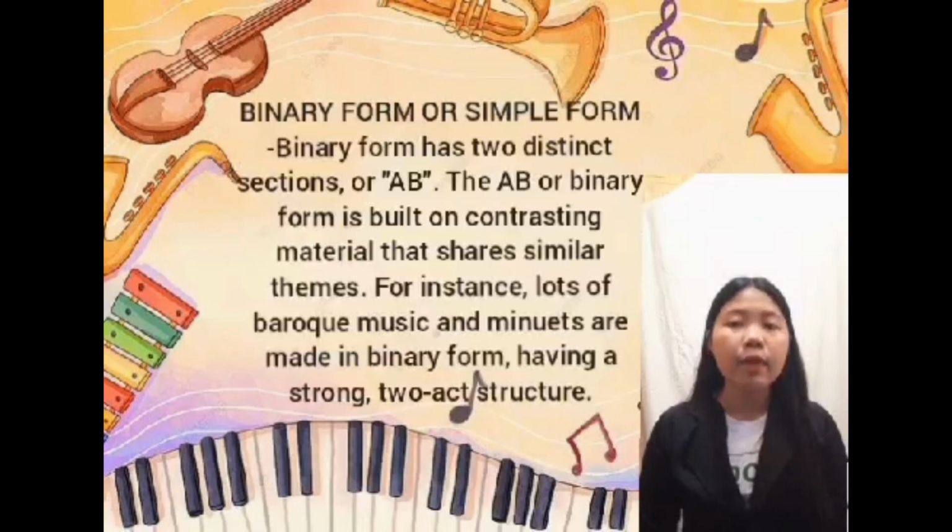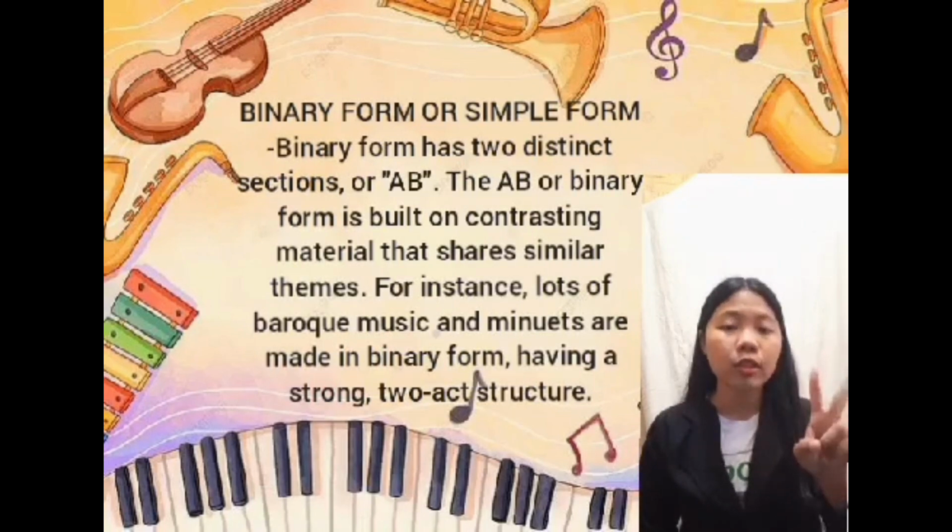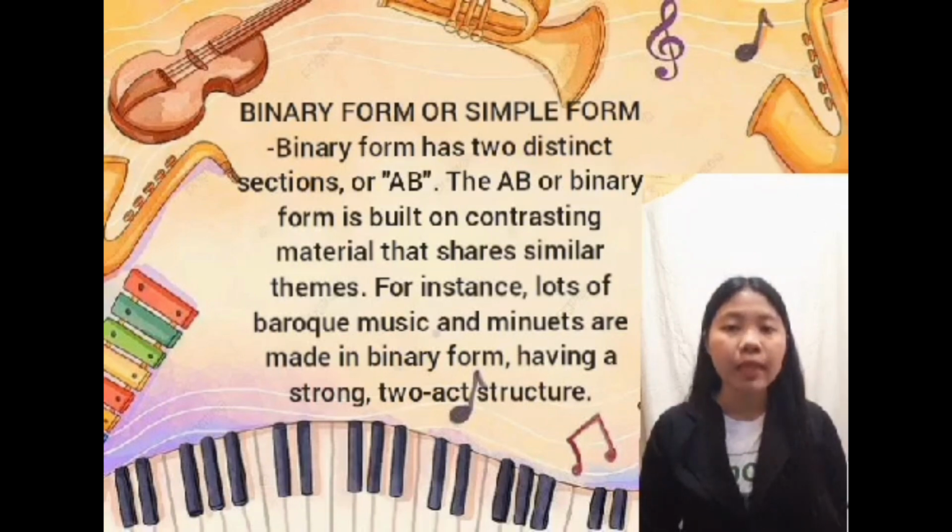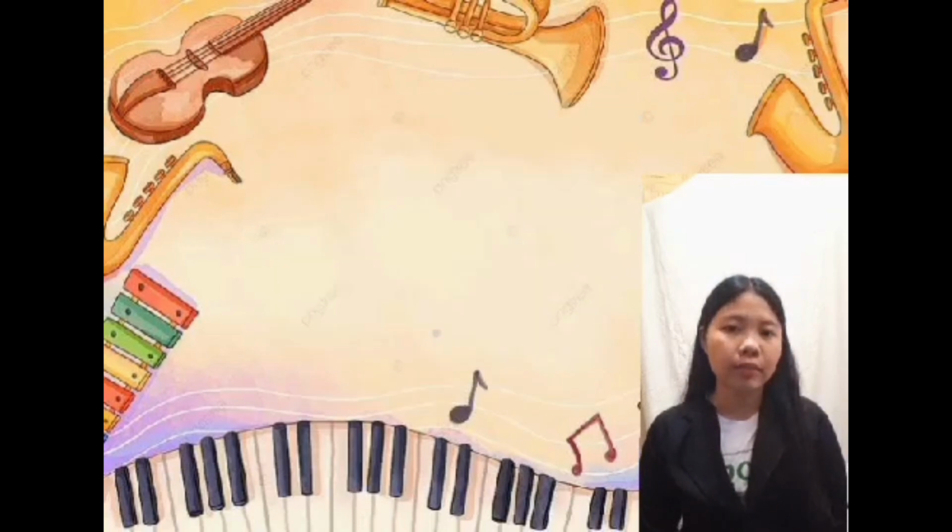So next we have the binary form or simple form. So the binary form has two distinct sections, or AB. The AB or binary form is built on contrasting material that shares similar themes. For example, lots of Baroque music and minuets are made in binary form having a strong two-act structure.